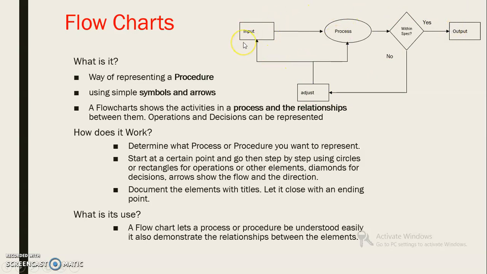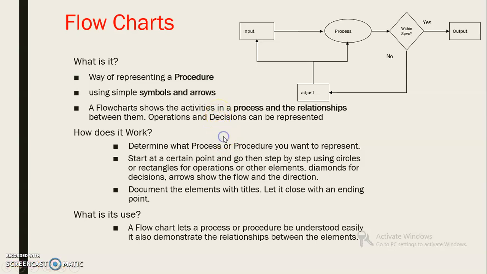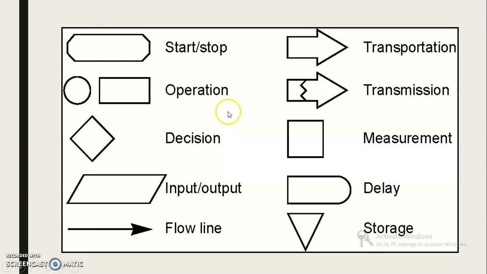To represent this procedure of converting input into output, there are different symbols and different arrows, right? So it constitutes a flowchart. A flowchart has different components to represent different symbols and arrows. Let us check the different symbols. This symbol represents the start or stop of the procedure.